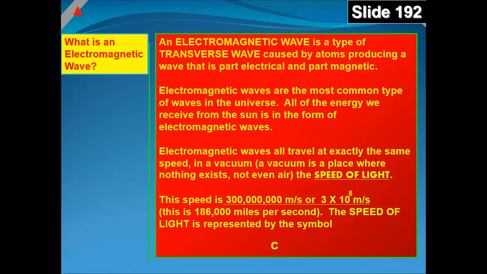The speed of light is represented by the symbol small c. And of the many things that Einstein discovered, one was that the speed of light is the universal speed limit. Nothing can go faster than the speed of light.